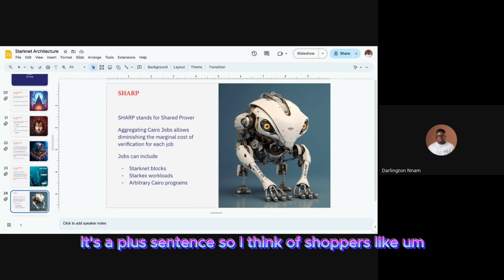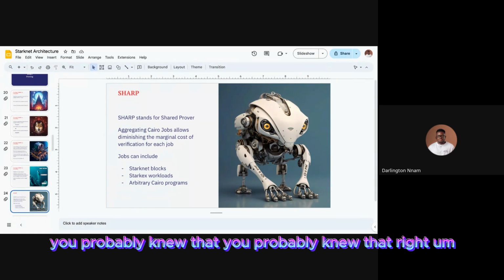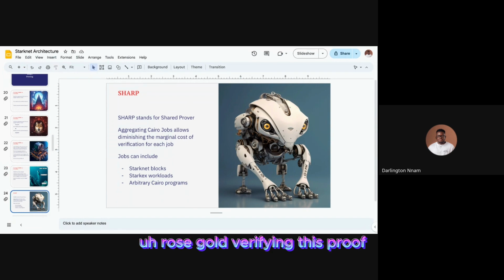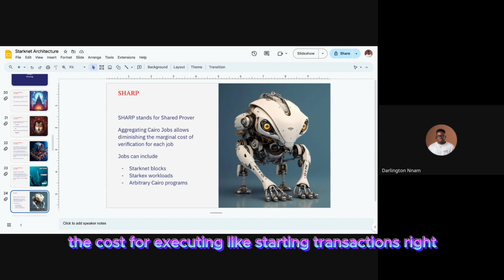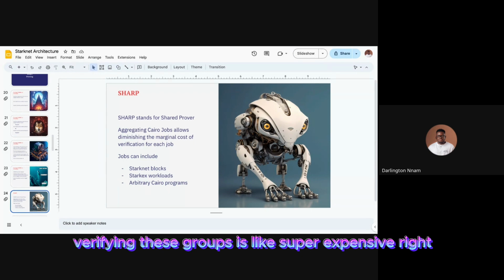So think of Sharp as, should I say, a boss, right? And you probably know that verifying these generated proofs on Ethereum is expensive and costs a lot of money. I think it even amounts to about 98% of the cost of executing Starknet transactions, right? So we know that verifying these proofs is super expensive, right?